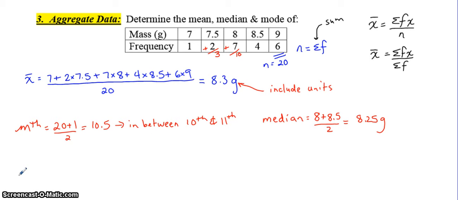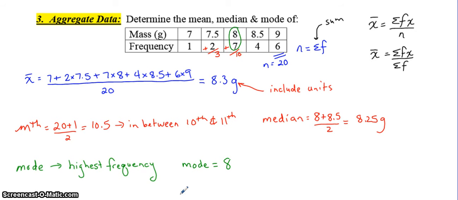Lastly, the mode. In this case, it's going to have the highest frequency, because the frequency means how often each piece of data occurs. So the mode is going to be equal to 8 because that has the highest frequency right there.